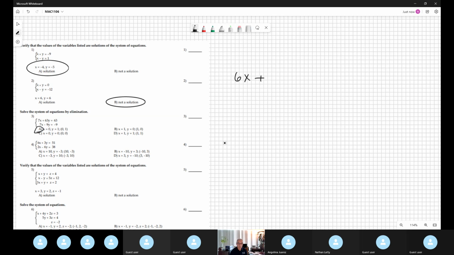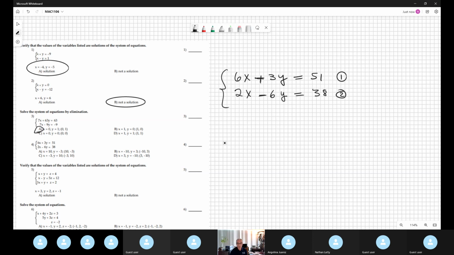6x plus 3y equals 51, equation 1, and 2x minus 6y equals 38, equation 2. This is the system. I need to make a decision on which way you prefer. For example, I make a decision when I take advantage. Okay, this one is positive and this one is negative.